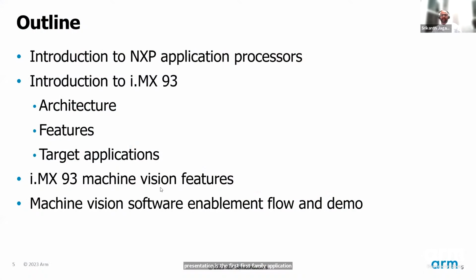So I'd like to start with giving the outline of this presentation. I would start with the application processors that we have from NXP and also go into detail about this i.MX 93. I would give some architectural details as well as a detailed presentation on the feature set, as well as what the target applications are for this processor. And then we'll focus on the machine vision capability of the i.MX 93 and talk about the hardware and software enablement that we have, and finish the presentation with the machine learning demo that we have.